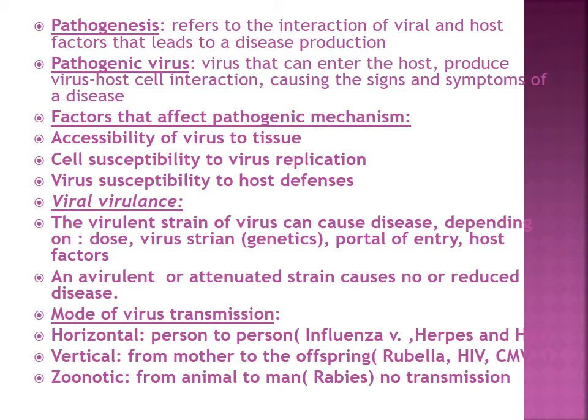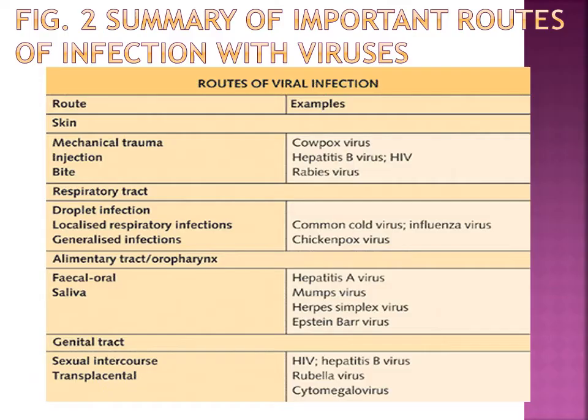Of course, we have many modes of viral transmission from person to person, including the horizontal, vertical, or zoonotic way of transmission. The horizontal way of transmission is from person to person, such as influenza virus, herpes virus, and many other viruses, such as HIV. The vertical transmission is that the virus can transmit from the mother to the fetus or the offspring, such as in case of rubella, HIV, and cytomegalovirus, while the zoonotic way of transmission is that the virus can transmit from animal to man, such as rabies.